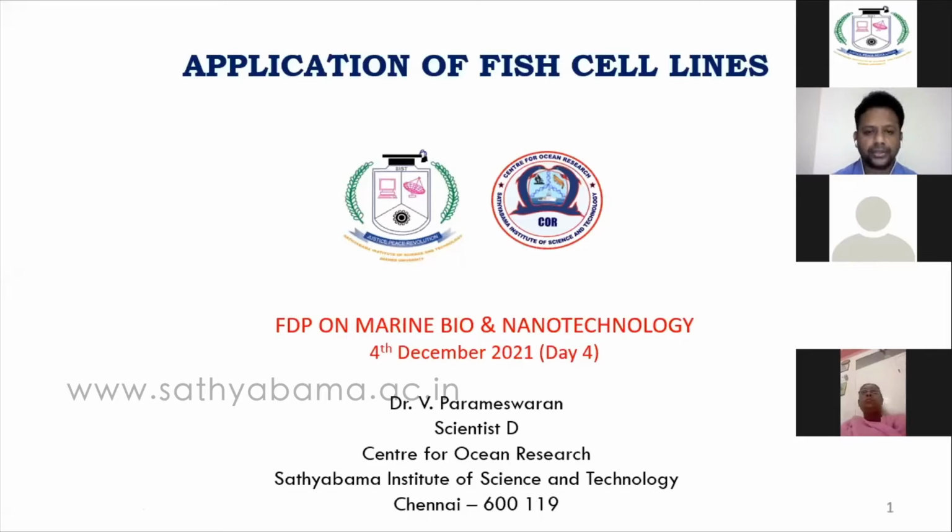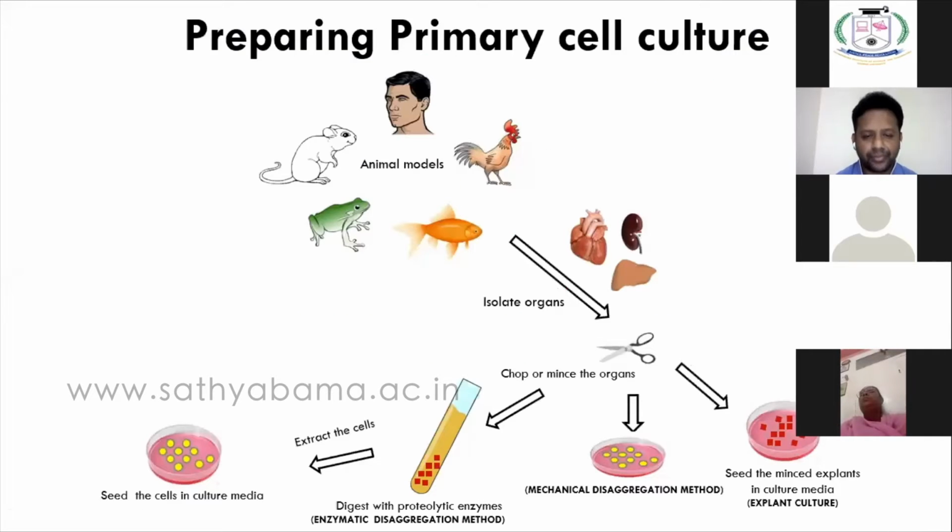Cell culture is the process by which cells are isolated from tissues and grown in controlled conditions. The controlled conditions are nothing but the temperature and the nutrients which we are providing. The nutrients are called media. So the cells are grown in controlled conditions in cell culture.